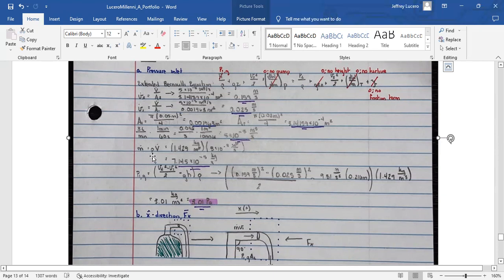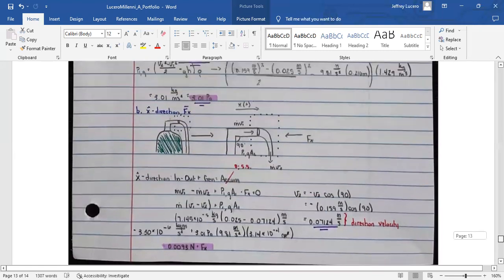We know that we can find the mass flow rate from the density and the volumetric flow rate. That's already stated in the knowns. So it's 1.429 kilograms per meter cubed times 5 times 10 to the negative 5 meters cubed per second, which equals 7.145 times 10 to the negative 5 kilograms per second. To get P1 gauge, it's V2 squared minus V1 squared over 2 minus GH, times density, to get 301 Pa.